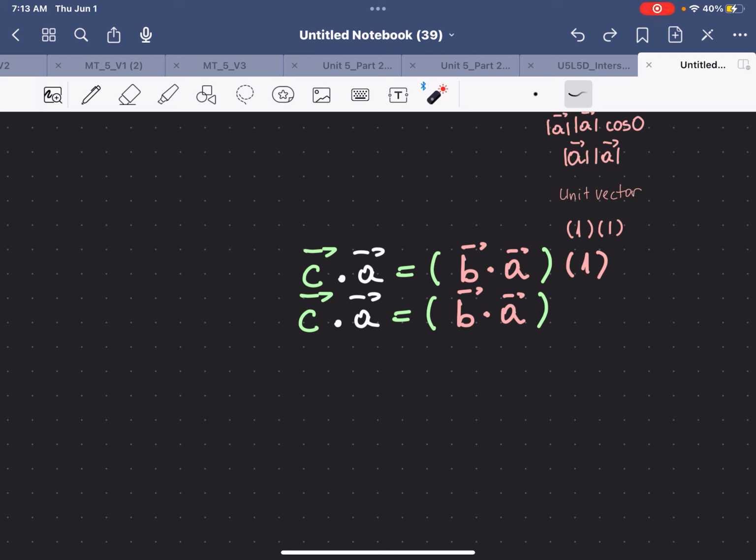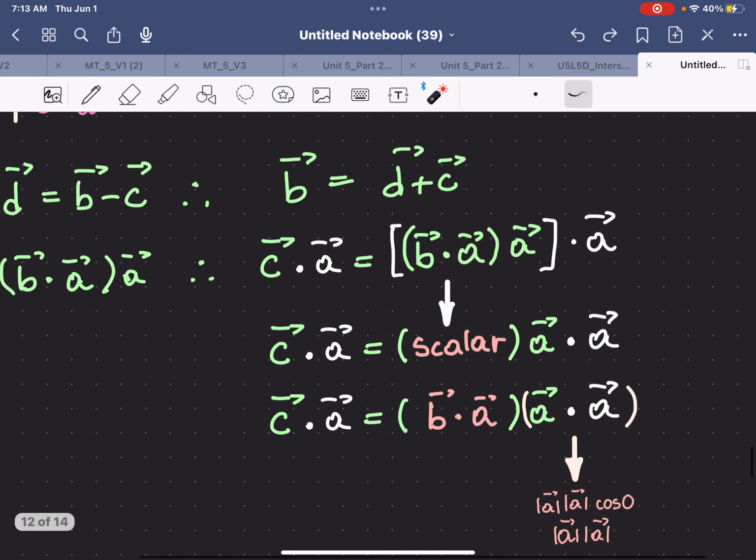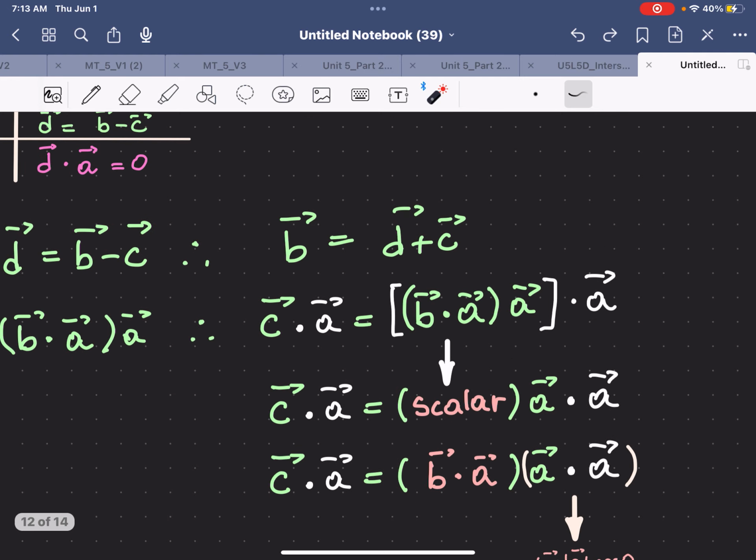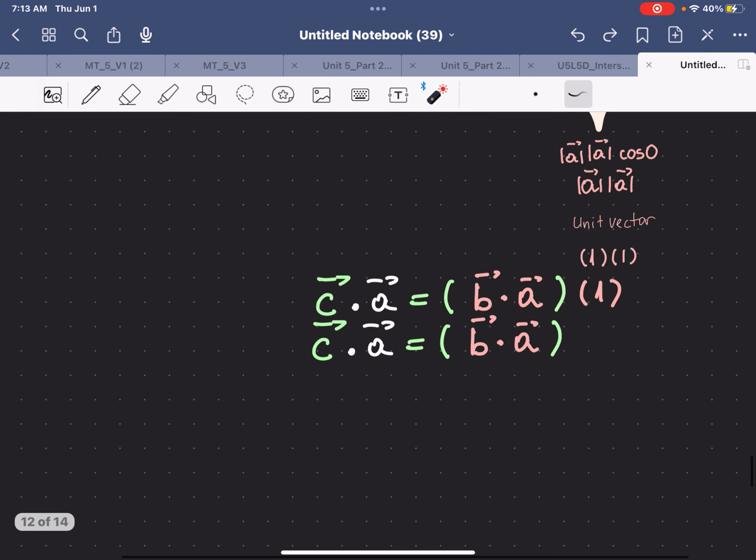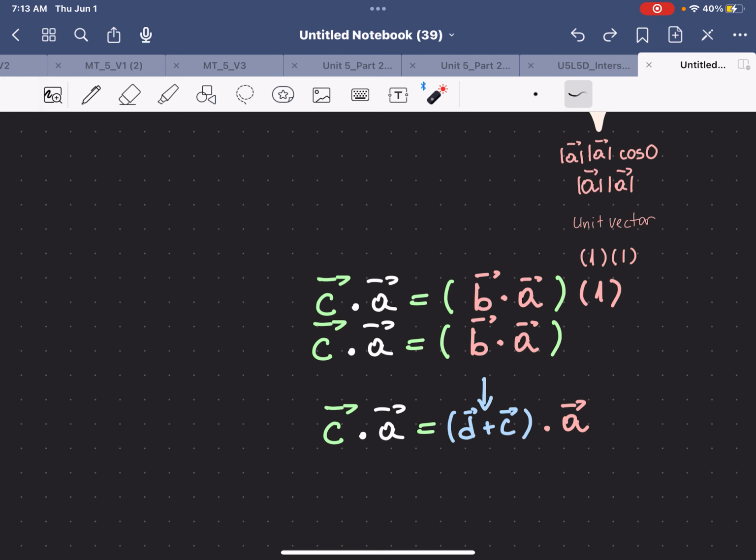So back to our problem in here, we have c dot a equals b dot a, and we want to bring d in. So d, we said, will be coming in by replacing b. So b is d plus c. So we'll bring d plus c in. And now we'll have this vector b replaced by d plus c dot vector a. On the left side, we're not making any changes. So let's take a look at this side of the equation now.